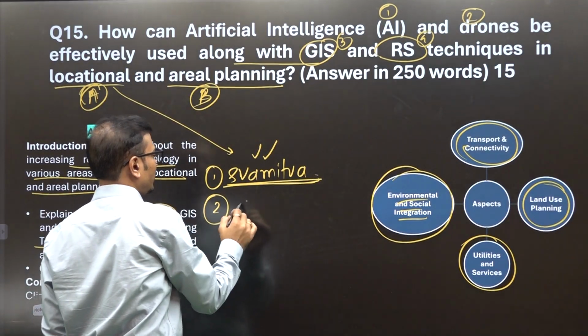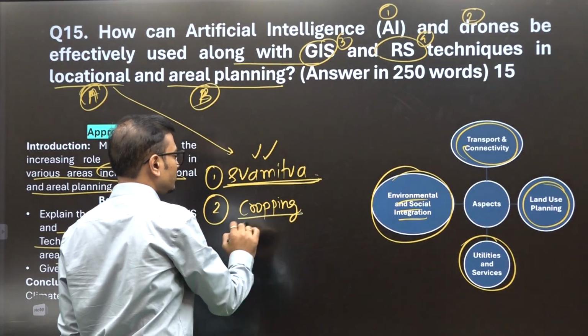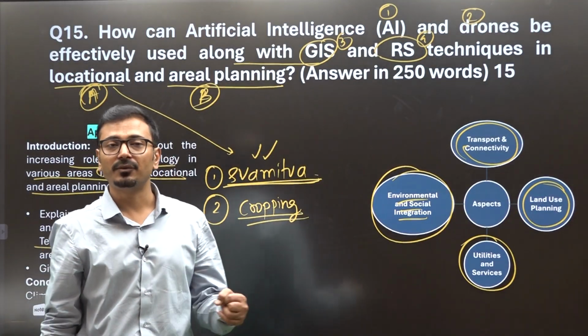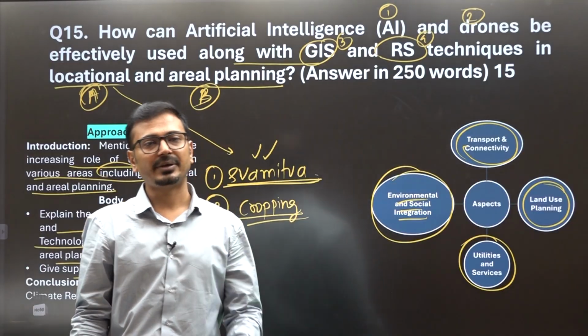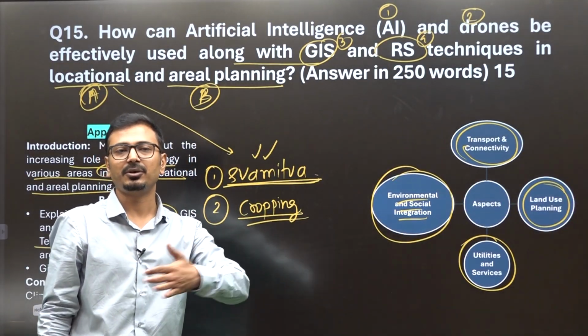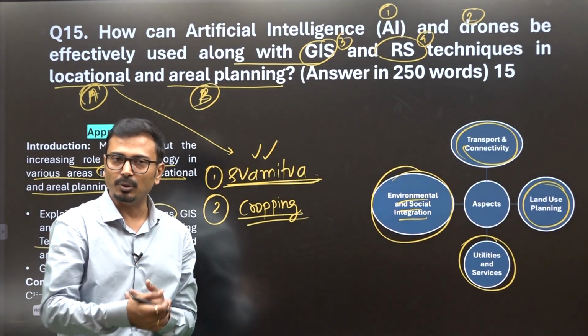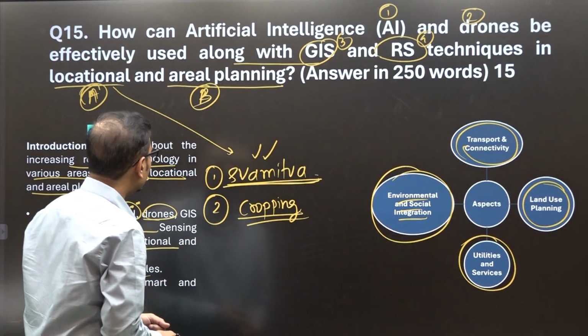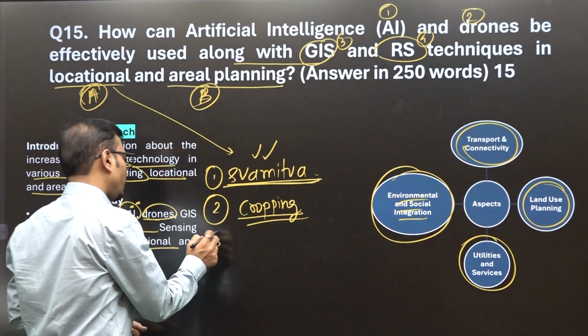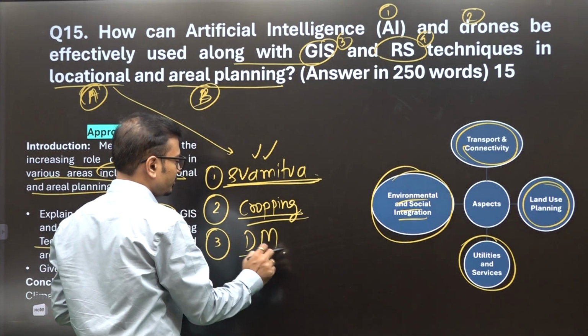Second, you can talk about crop planning, or we can say cropping pattern. In Maharashtra, drones are used to analyze and assess which crops are being grown in a particular season, so that the government can take certain policy decisions in regard to that purpose. Third, something very important is disaster management.